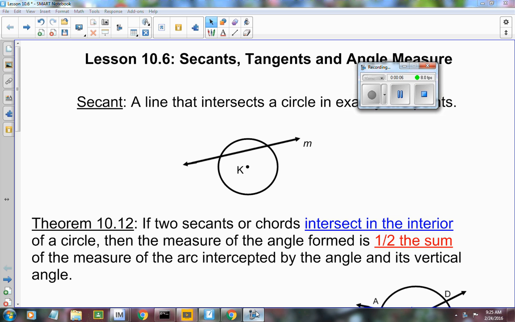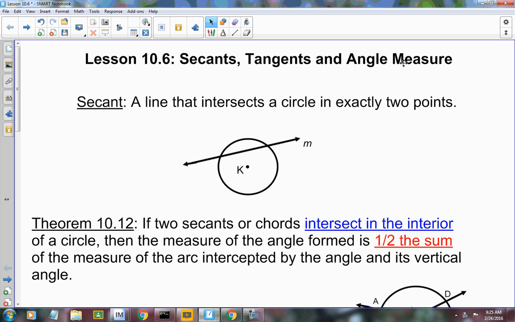Okay, so today we are talking about secants, tangents, and angle measures. Yesterday, or Monday, we just talked about tangents. Okay, so we're going to expand this a little bit. Now remember, a tangent is a line that just intersects a circle in one point. It kind of just grazes by the side of it and touches it in one point.